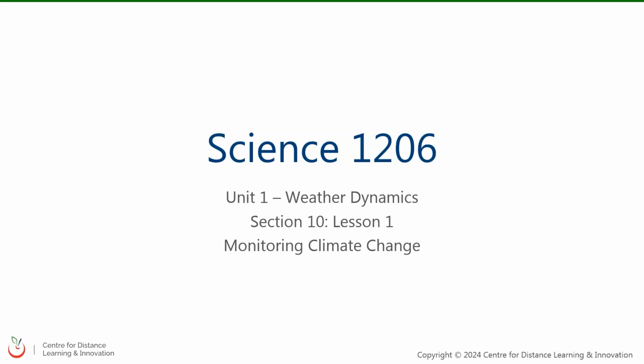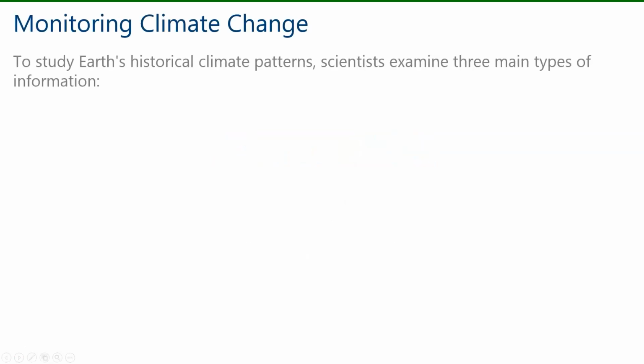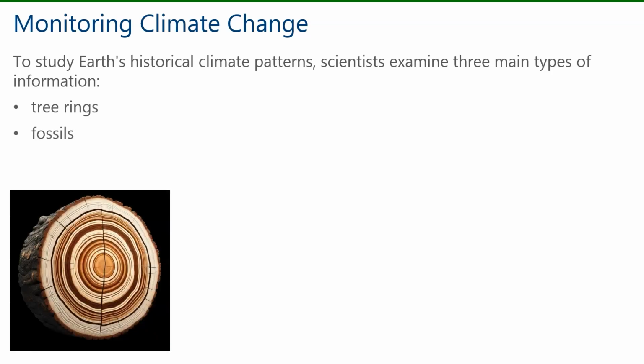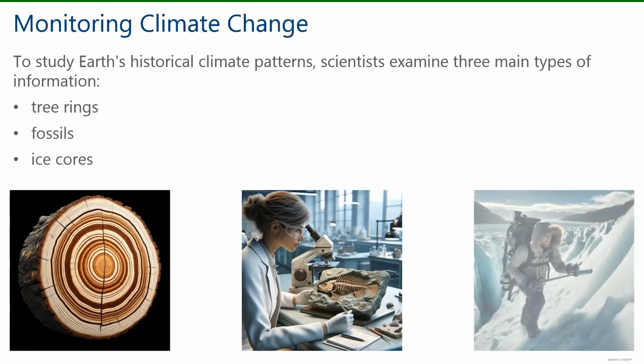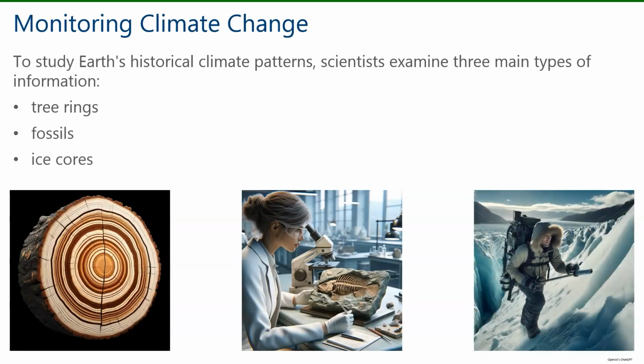I'm Ms. Ludwell, and in this video, we'll talk about monitoring climate change. Let's get started. To study Earth's historical climate patterns, scientists examine three main types of information. They look at tree rings, fossils, and ice cores. We'll talk about each of these in more depth. First, we'll start with tree rings.